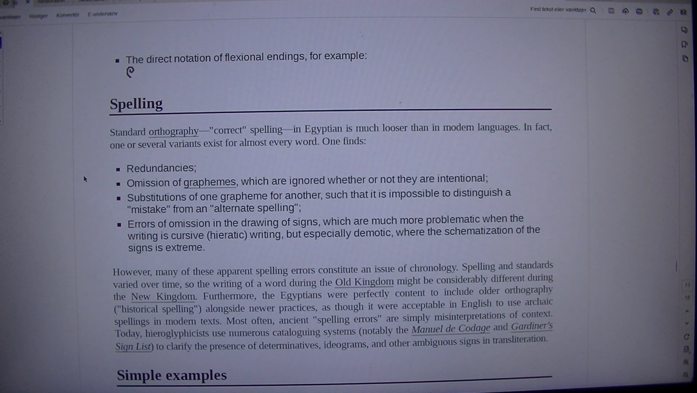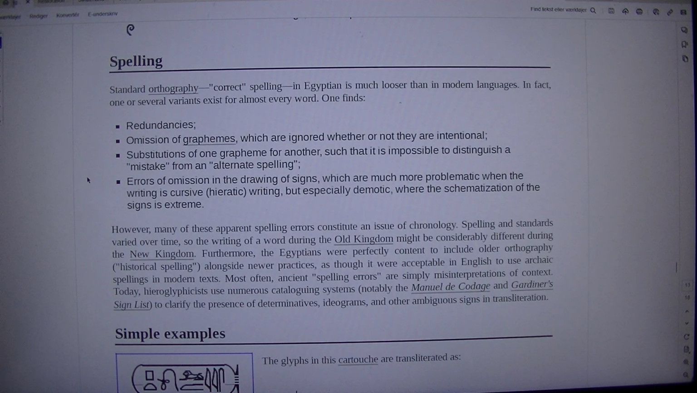Spelling. Standard orthography. Correct spelling in Egyptian is much looser than in modern languages. In fact, one or several variants exist for almost every word. One finds redundancies, omission of graphemes, which are ignored whether or not they are intentional, and substitutions of one grapheme for another, such that it is impossible to distinguish a mistake from an alternate spelling.